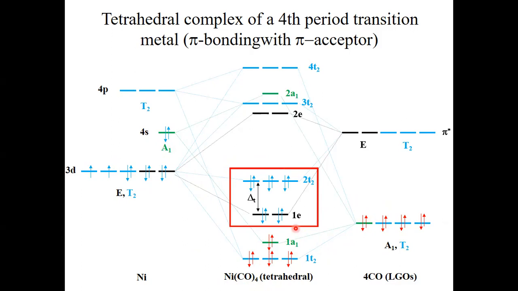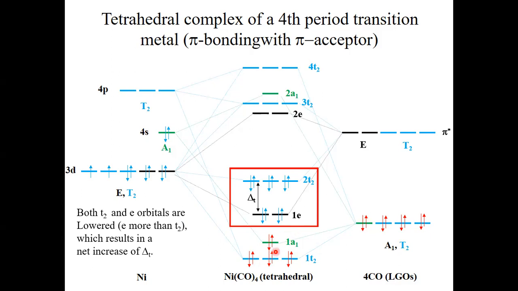And we find that all these 18 electrons are in bonding molecular orbitals. No anti-bonding molecular orbitals need to be occupied, and that's of course the ideal situation for bonding in a complex. Okay?